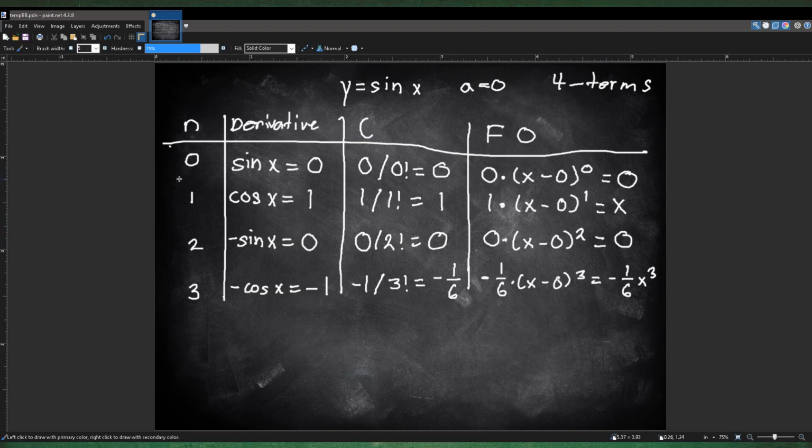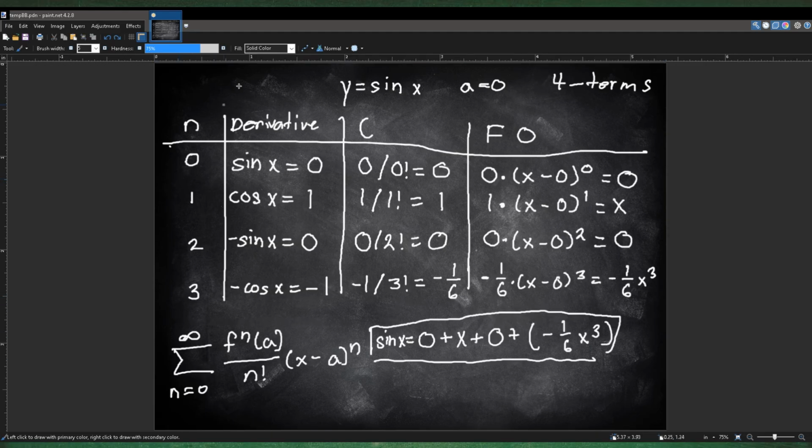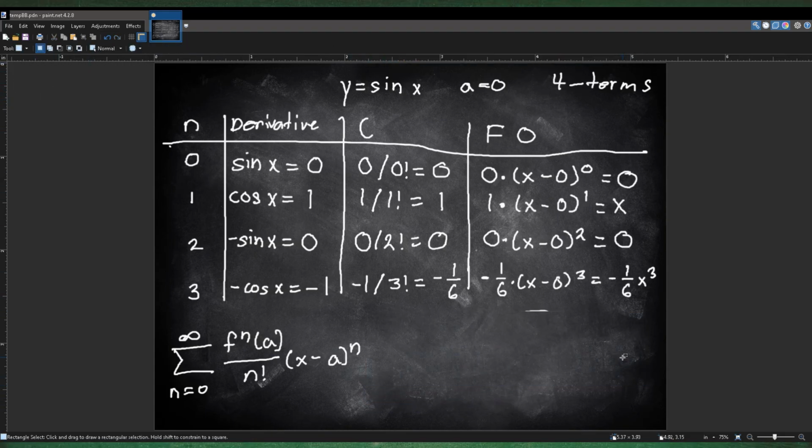Remember our equation. Actually, let's move back a bit and delete this section. So we still have our equation. Our summation starts at n equal to 0 and goes to infinity, and we have the general equation. Now let's look at the pattern here. It's a 0, then x, then 0, and then negative 1 over 6 x to the power 3, right?